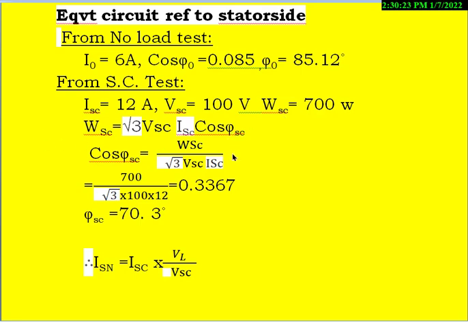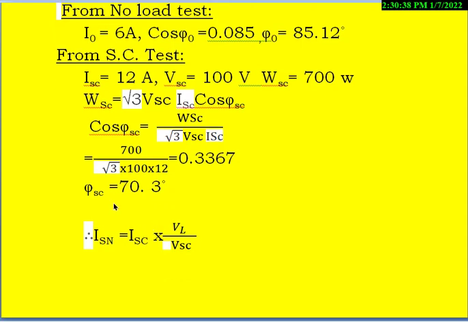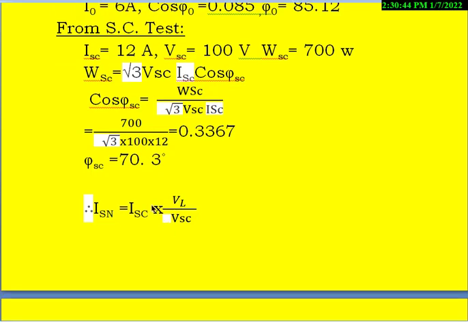So having known this formula and the values, we can calculate the cos phi SC. That is WSC divided by root 3 VSC into ISC. Once we simplify that, we get 0.3367. So this is cos phi SC. From this we can calculate phi SC as 70.3 degrees.